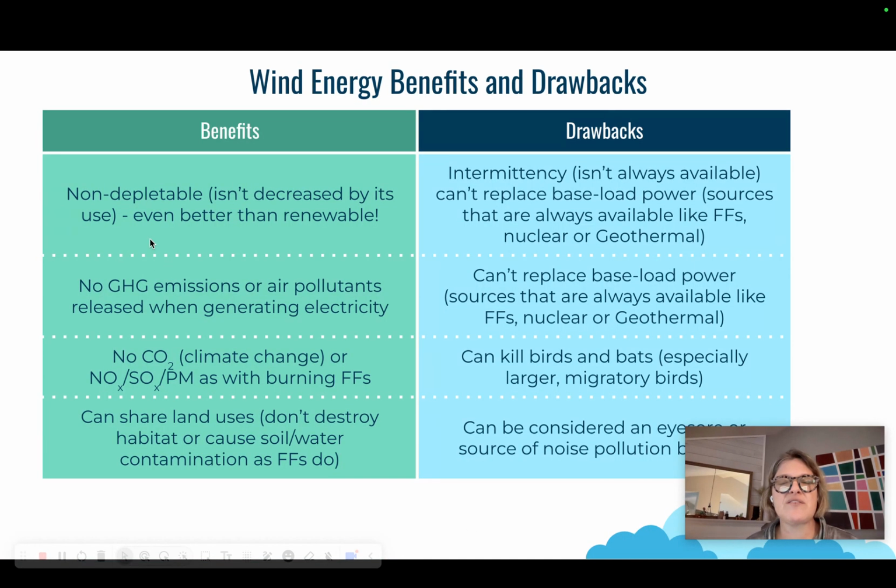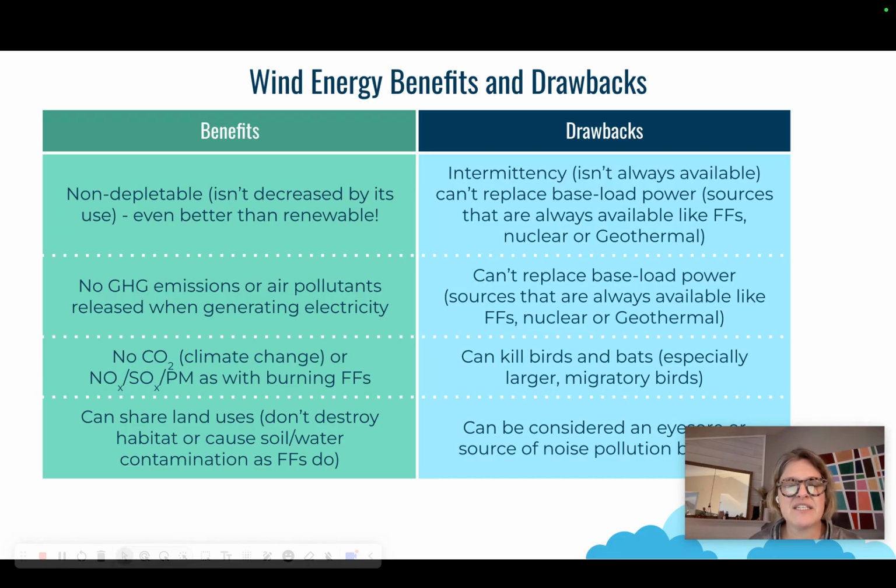So here are the benefits of wind power. They're non-depletable. The wind is always around, so that's even better than renewable. We're always going to have wind. It's not decreased by use, so that's a win-win, kind of like solar energy. There's no greenhouse gas emissions or air pollutants released when we generate the electricity. That's a positive. There's no CO2 or NOx, SOx, or PM. So that's actually better than other resources because we still had some CO2 that was being produced with other resources.